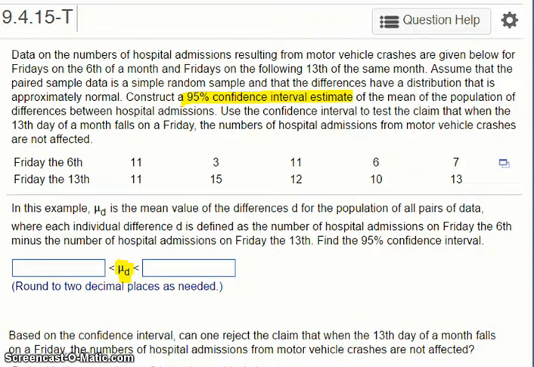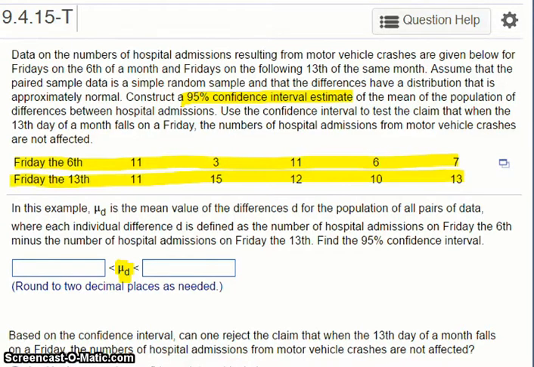So we're given that these are matched pairs. So we have dependent samples for two samples involving means. So we're going to combine these two lists into the difference list. And once we do that, we're going to treat that list like it's one population and run a t-interval. So let me show you guys how that's done on the calculator.